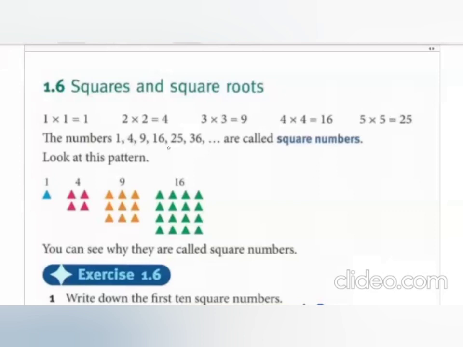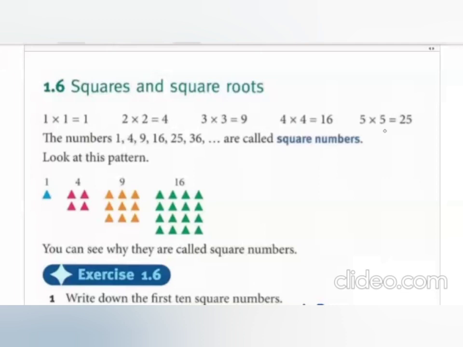Square number means when you multiply a number by the number itself, we get a number that is called a square number. Here, for example, 1 into 1 is 1, 2 into 2 is 4. So 4 is a square number. See, the same number is multiplied. 3 into 3 is equal to 9. So 9 is a square number. And 4 into 4 is equal to 16. So 16 is a square number.